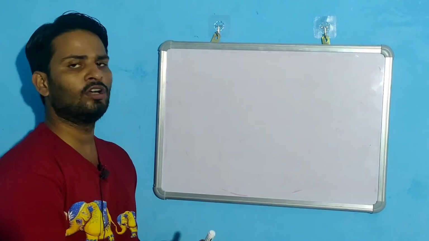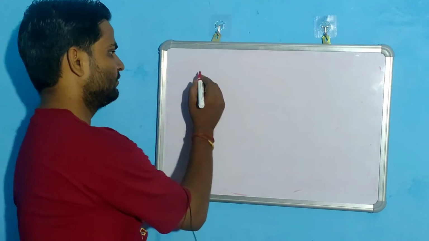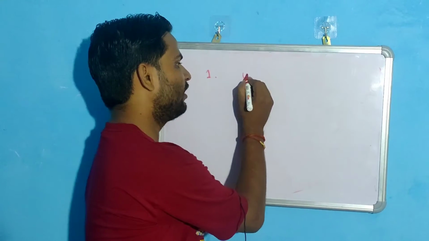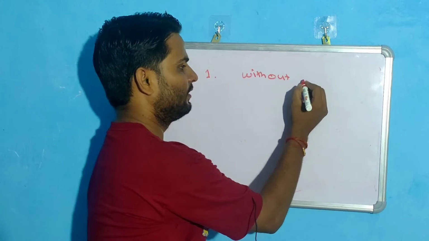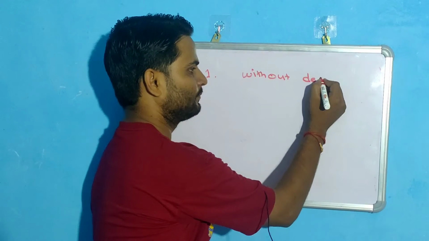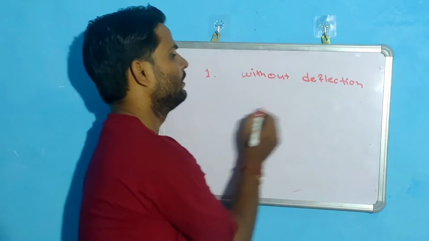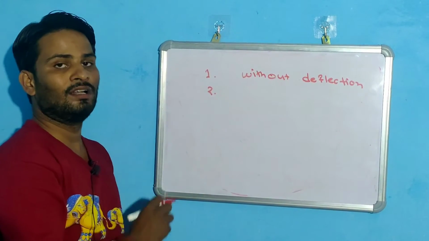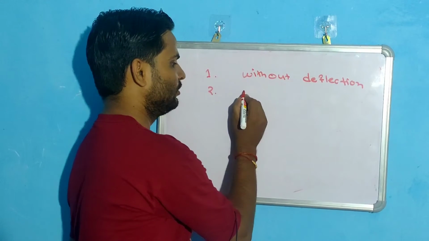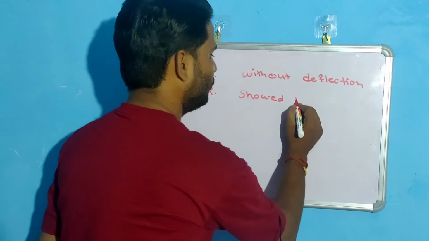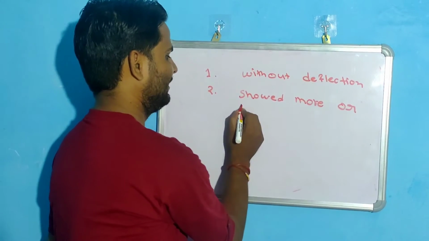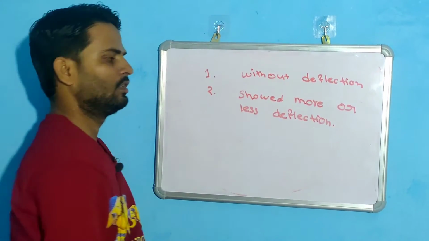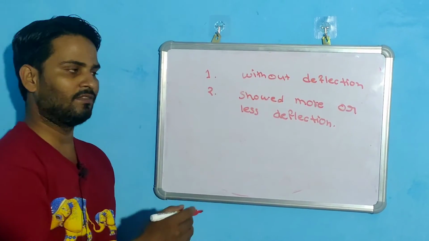The first observation was that most of the alpha rays passed through the gold foil without deflection. The second observation was that some of the alpha particles showed more or less deflection.